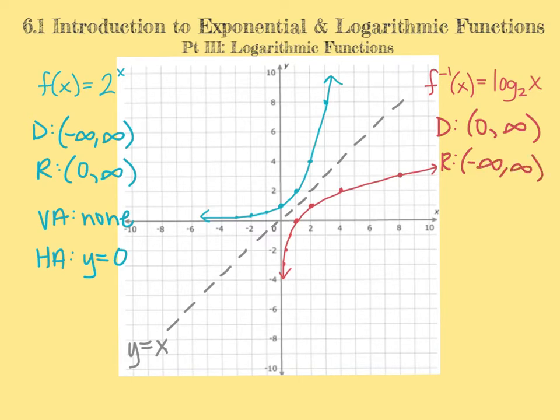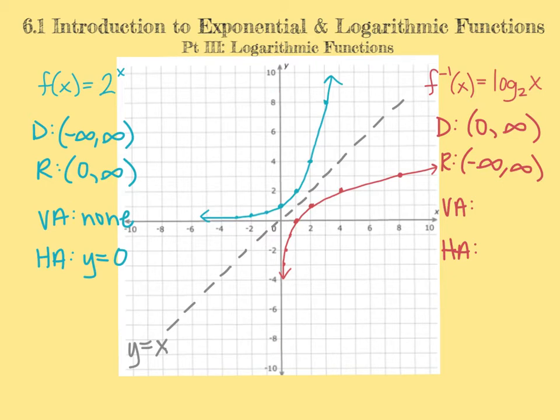And then we should have a vertical asymptote, but no horizontal asymptote, since those are flipped as well. Well, it does look like we have a vertical asymptote here. Our red graph, our logarithmic graph, is butting up right against the y-axis, and since our domain, our x, can't be 0, that means we're never at x equals 0.